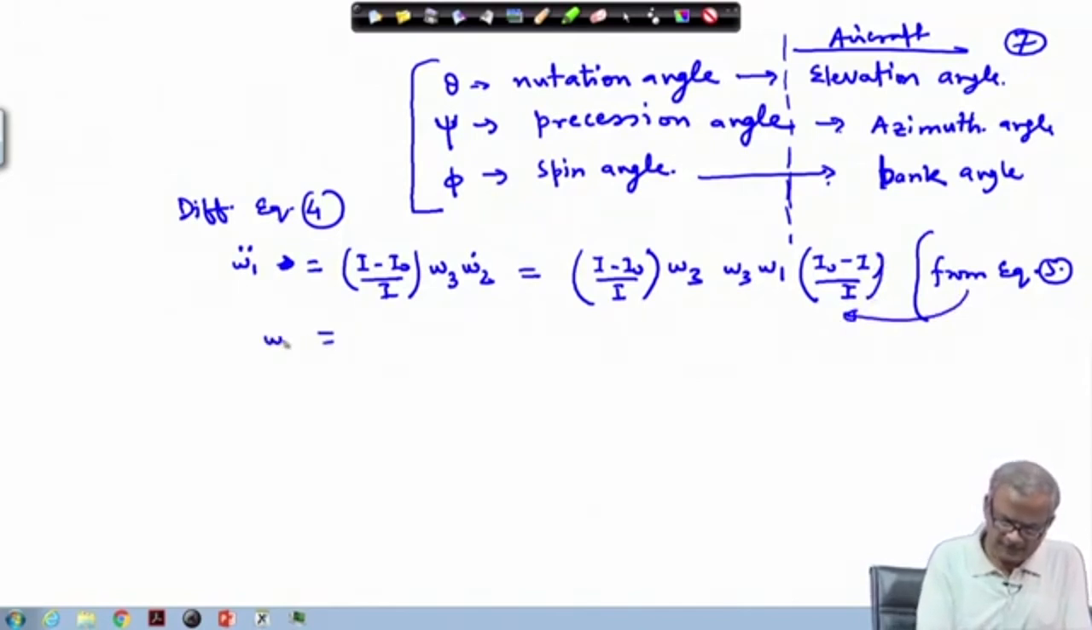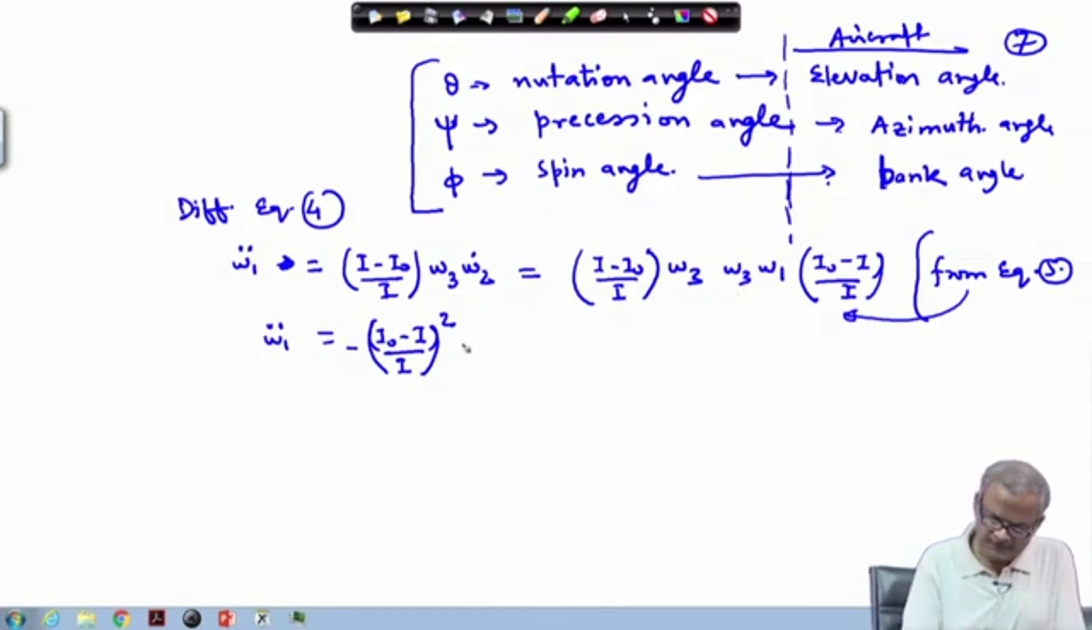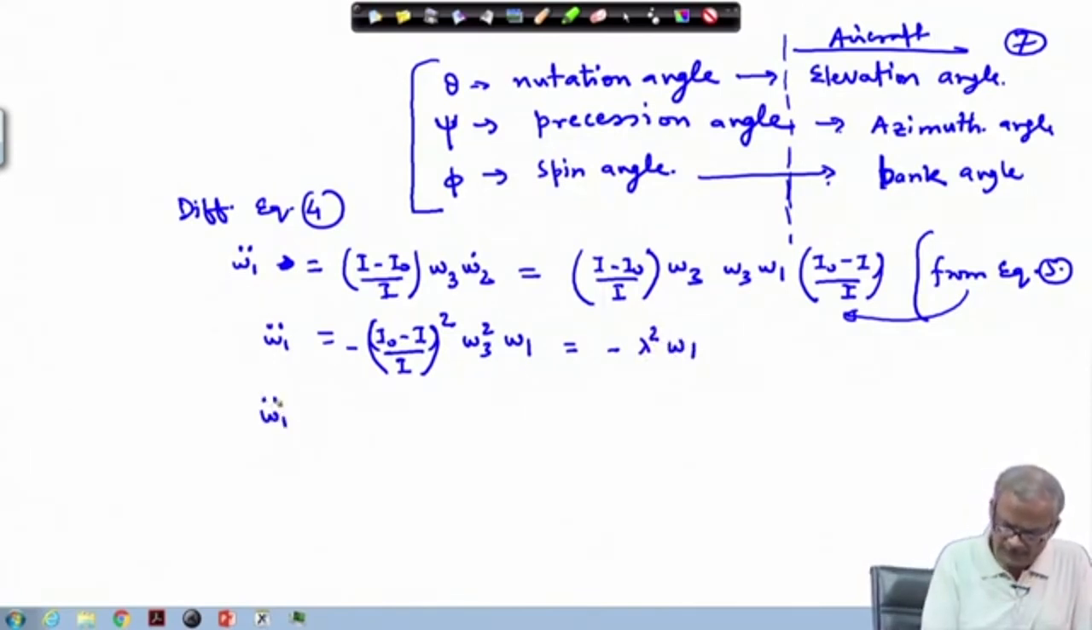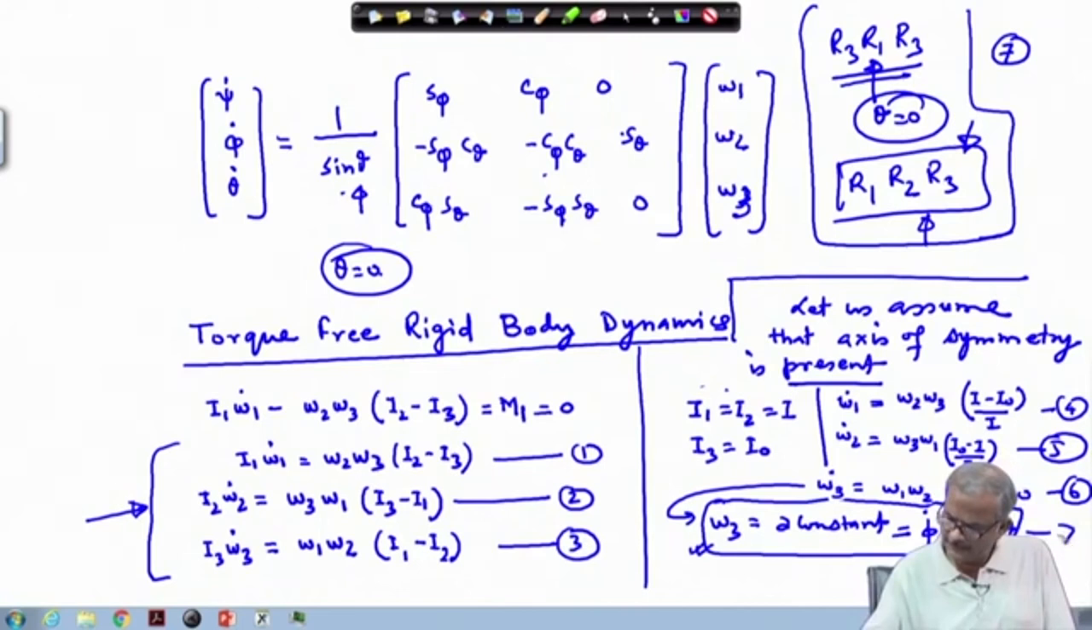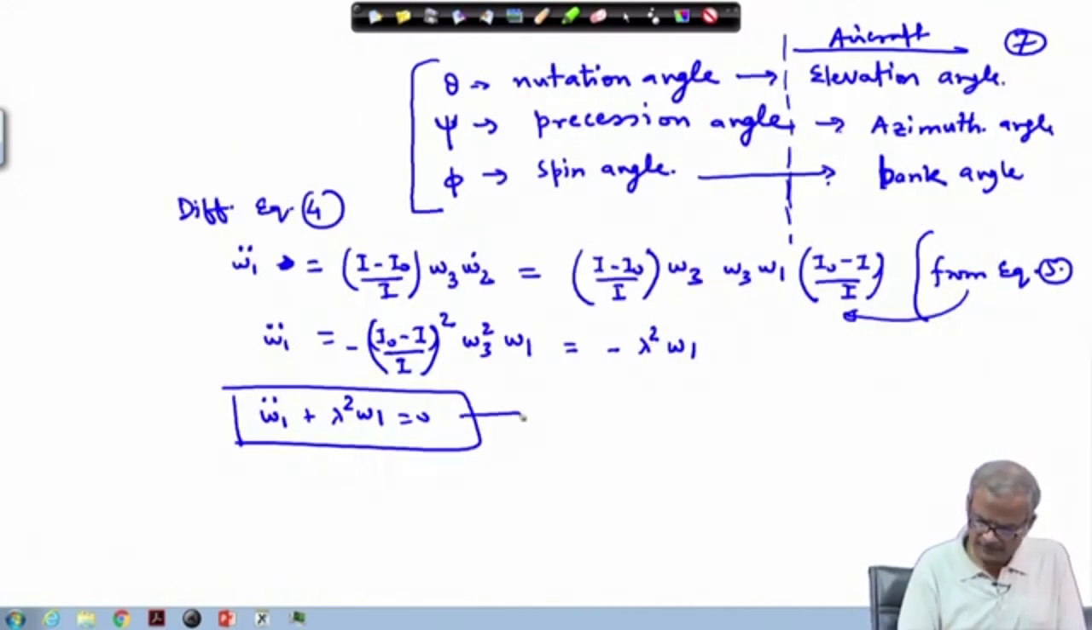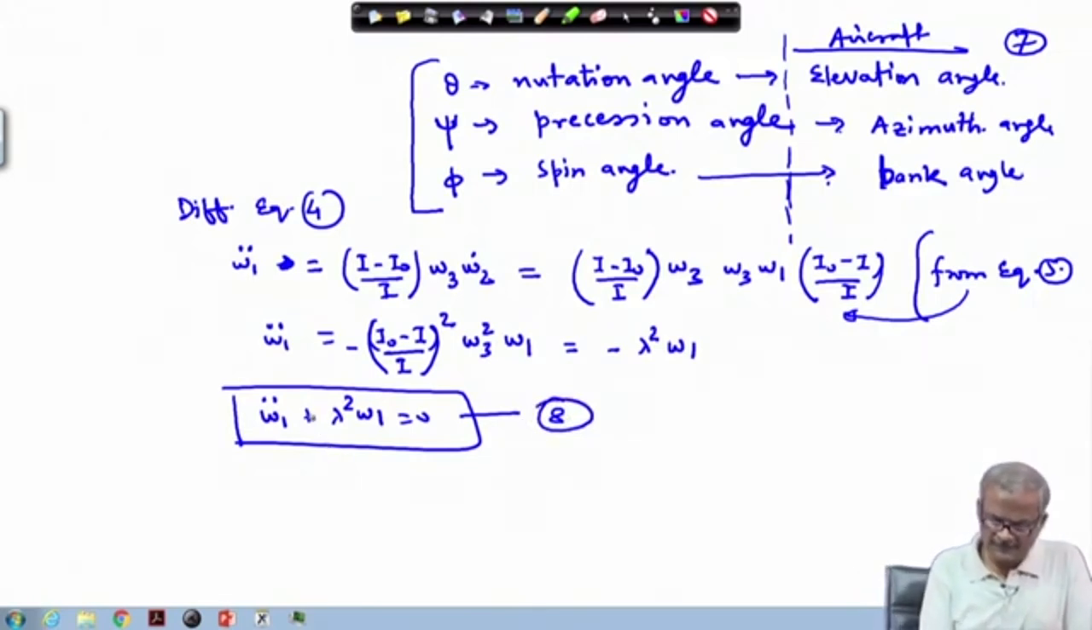So, this gives me omega 1 double dot equal to minus I 0 minus I divided by I, the whole squared, times omega 3 squared times omega 1. So, we can write this as minus lambda squared omega 1. If you look at it in this format, omega 1 double dot plus lambda squared omega 1 equal to 0. We will name this equation number 7. This is a simple harmonic motion equation.